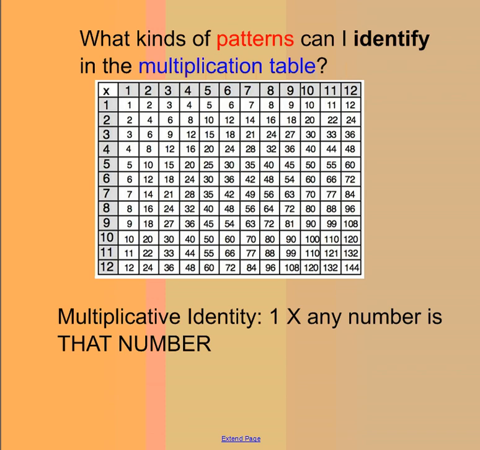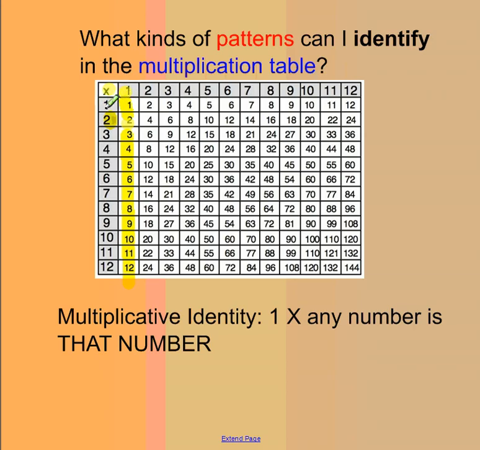So the first pattern that we looked at, or one of the first patterns we looked at, is called the multiplicative identity. And that is just a fancy way for saying 1 times any number equals that number. So if we look at the table, we see that we have 1 times 1. 1 times 1 equals 1. It equals that number. 2 times 1 equals 2. 3 times 1 equals 3. 4 times 1 equals 4. 5, 6, 7, 8, 9, 10, 11, and 12. 1 times any number equals that number, or product of that number.